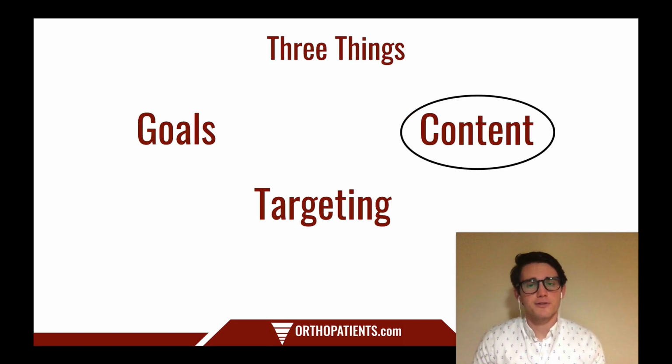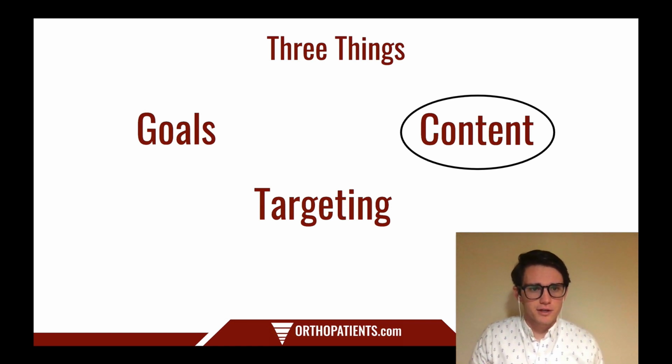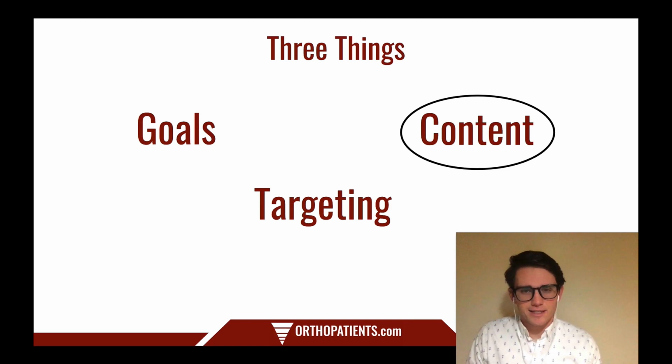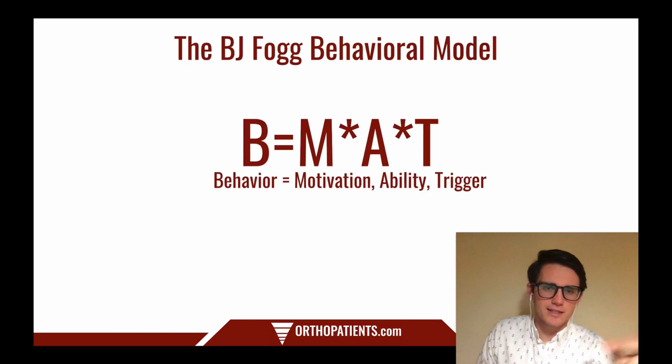What I find most of the time is that this last one, content, is the thing that needs to do most of the heavy lifting, and which most people don't get right because it's the hardest part. So goals are pretty simple. Usually somebody knows what they want to do. Targeting is also simple, but content is the thing that will make your ads suffer if you don't do it right. So with that said, let's talk about something called the BJ Fogg behavior model.